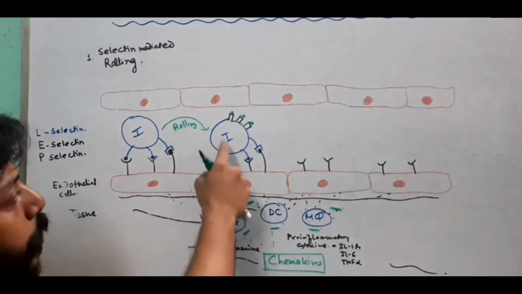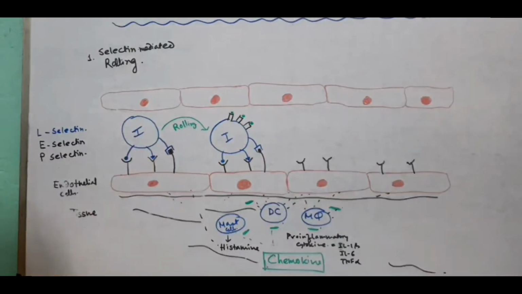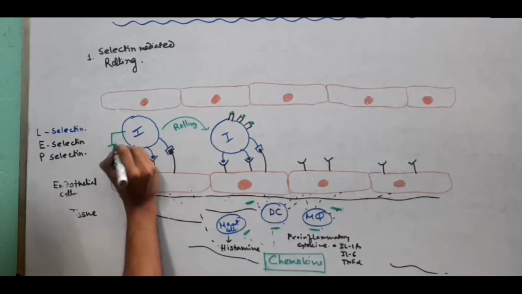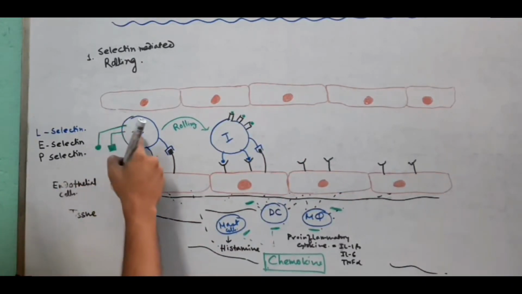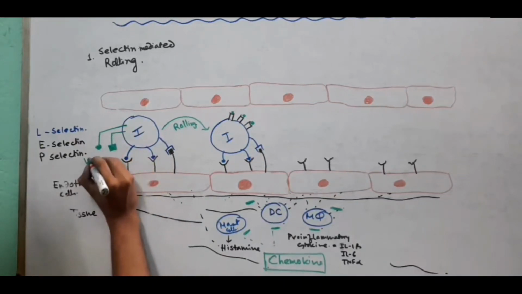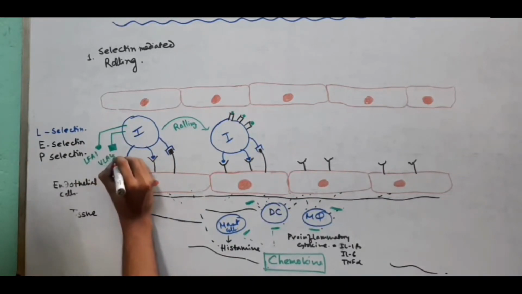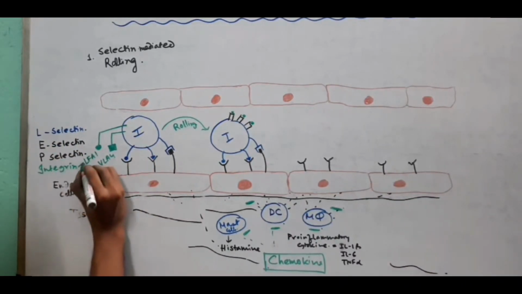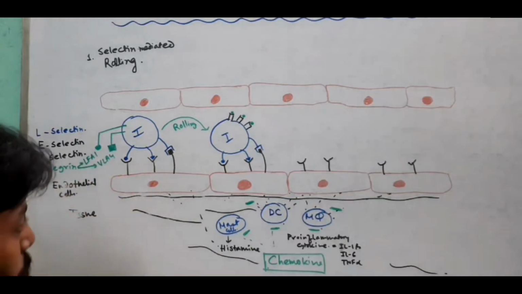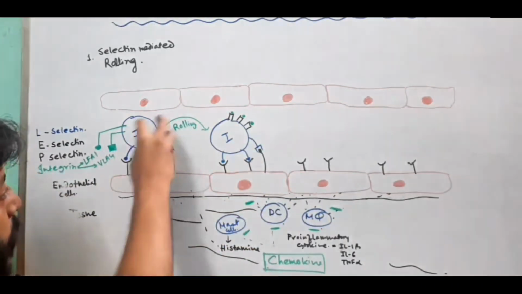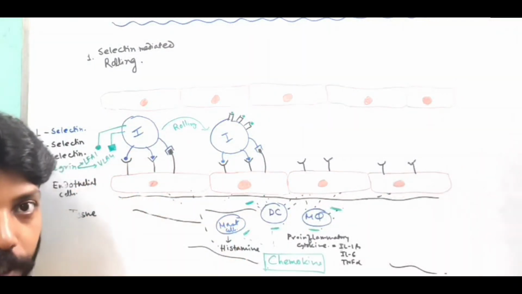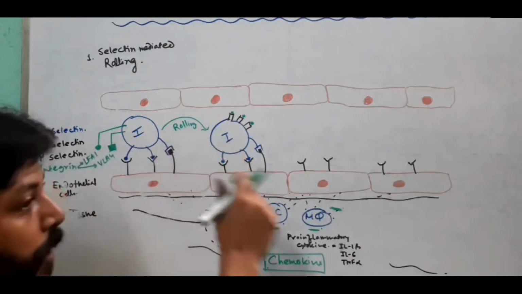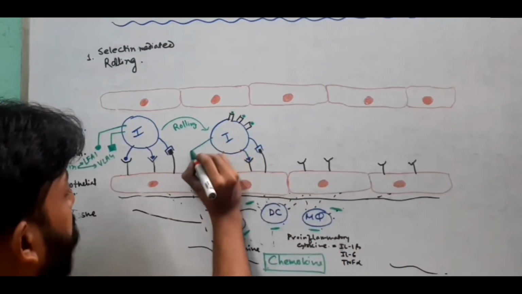What happens? These immune cells express integrin molecules, but when there is no chemokine, the integrin molecule is in a bent conformation. These integrin molecules are already present in the immune cells. This can be LFA-1, this can be VLA-4. These are the integrin molecules. So another important molecule is integrin. When there is no chemokine, the immune cell expresses integrin but in a bent conformation. But when chemokine binds with the receptor, the integrin becomes extended in conformation.